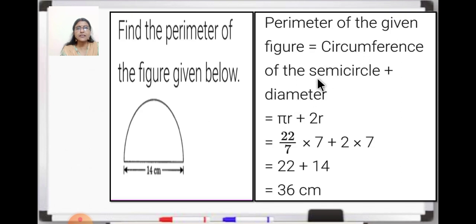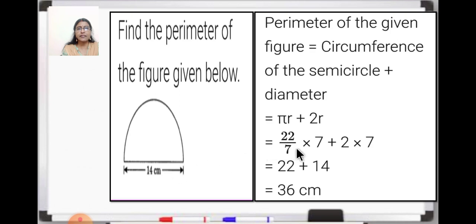Now the circumference of the semicircle, you know, the semicircle is half of the circle. So we know the circumference of a circle is 2 pi r. So half of it, half of 2 pi r will be pi r. 2 will be cut, only pi r will be there. Pi r plus, this is the diameter. Diameter is, as you know, 2r.